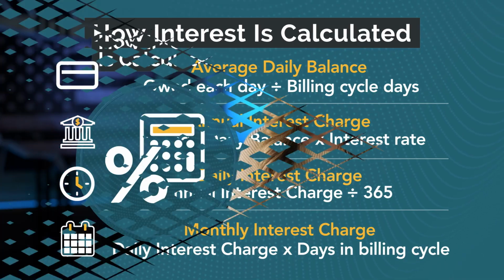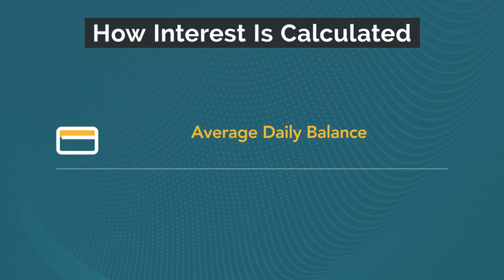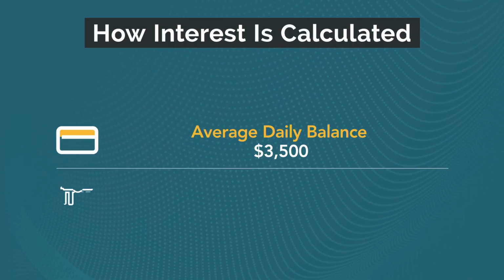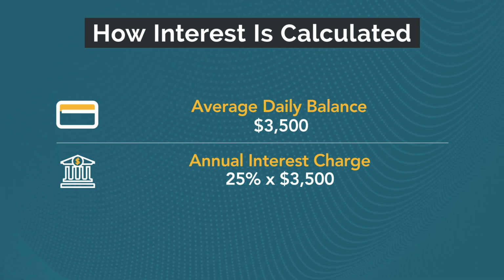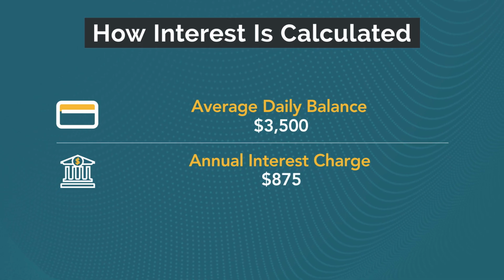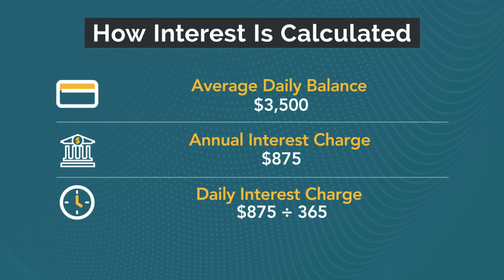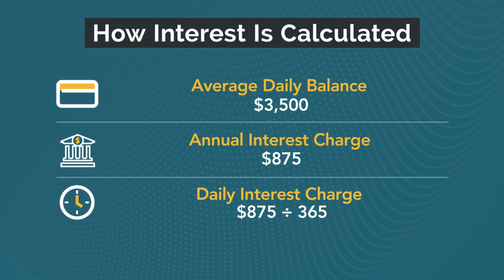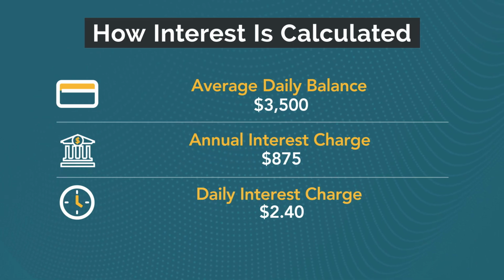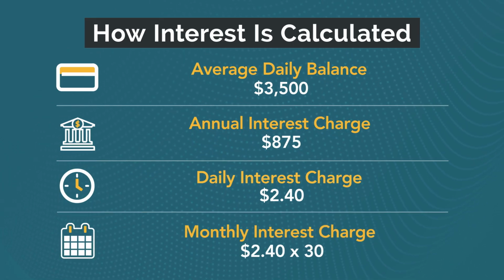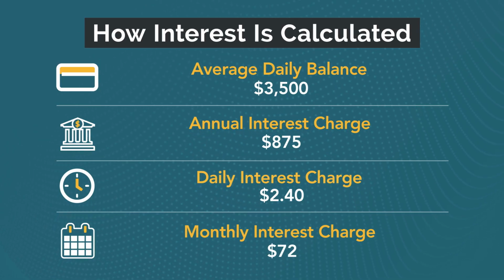Good explanation, Abion. Now let's put all of this math into action with an example. Say Joe carries an average daily balance of $3,500 and his APR is 25%. Joe's annual interest charge is 25% times $3,500, which comes to about $875 annually. Divide $875 by 365 days in a year to get his daily interest charge of $2.40 per day. Every day really does count. For a 30-day billing cycle, Joe will owe approximately $72 in interest charges, assuming he carries that balance.